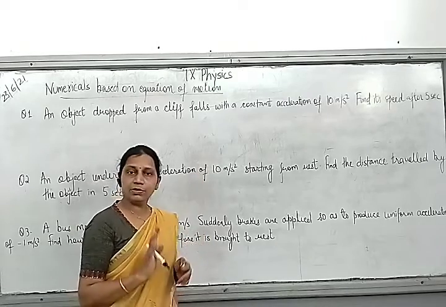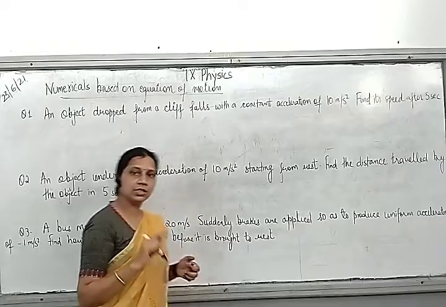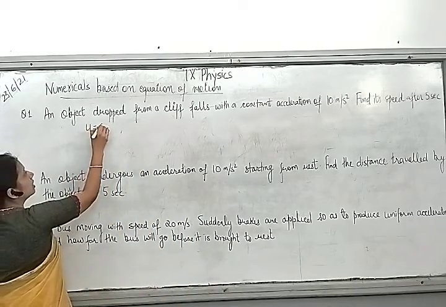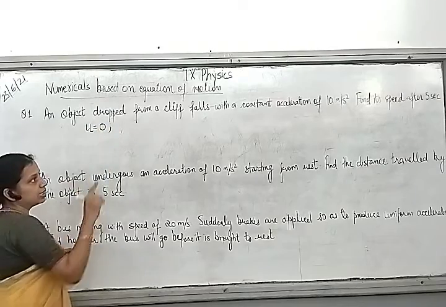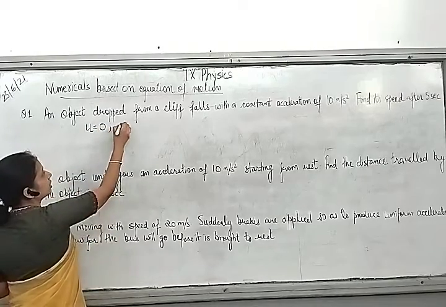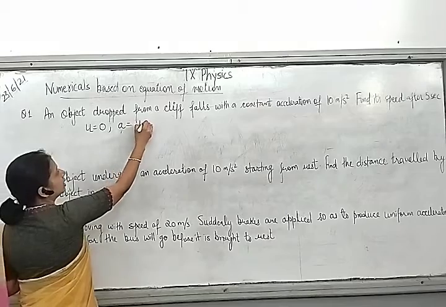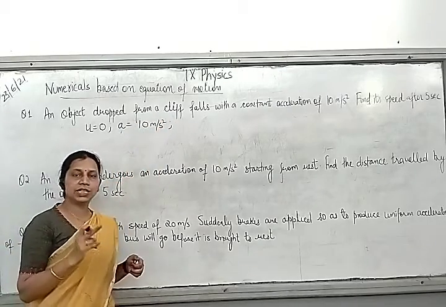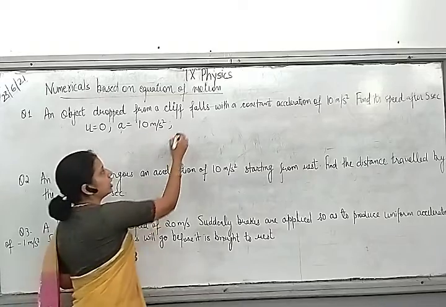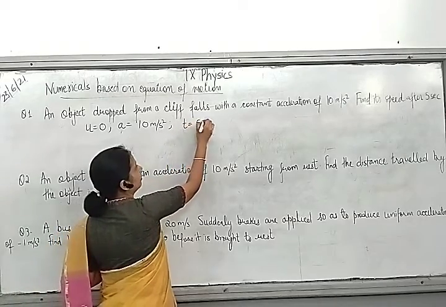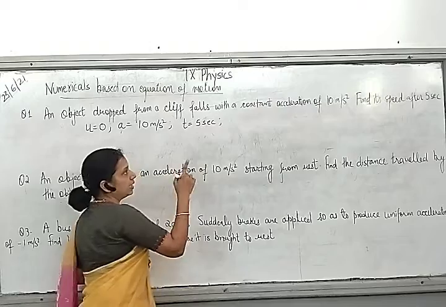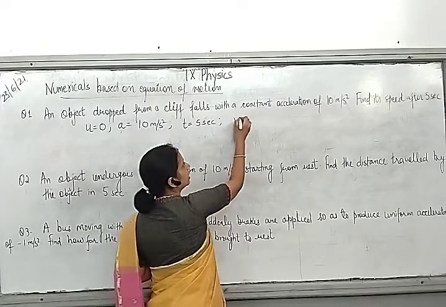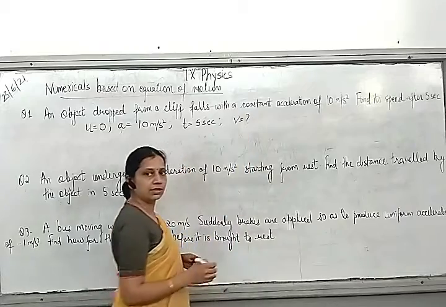Acceleration is given here. That means you have to use equation of motion. The first observation from this is your initial velocity u is 0. Second thing given is acceleration a, 10 meter per second square. Third thing, you have to find speed after 5 seconds. So time is given, that is 5 seconds. And what you have to find is speed after 5 seconds. That means v you have to find after 5 seconds.